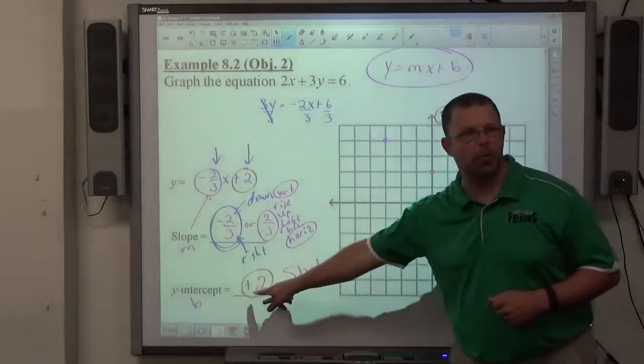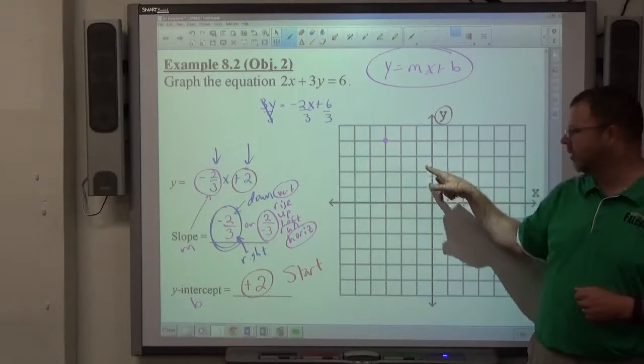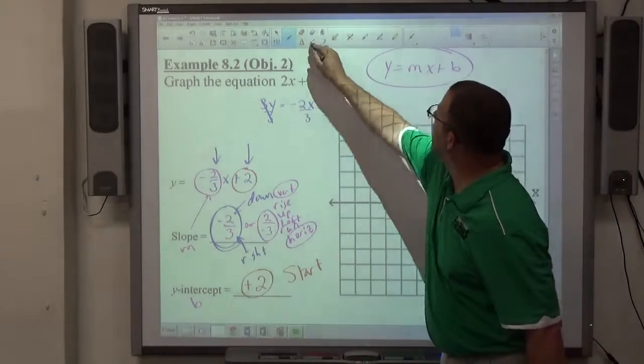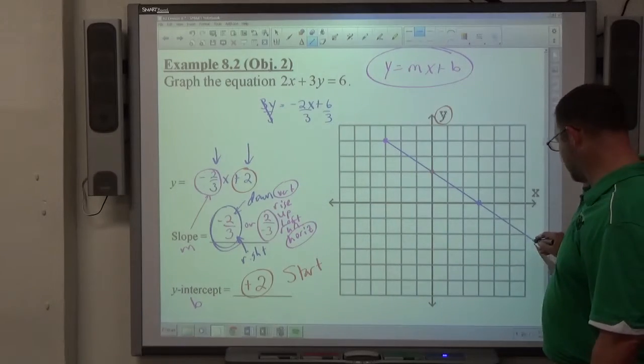The y-intercept is a point. That puts you on the line. The slope tells you how to get to another point on the line, or another point on the line. All 3 of those points are on the line. We connect the dots with a nice straight line, like so, and there's your answer.